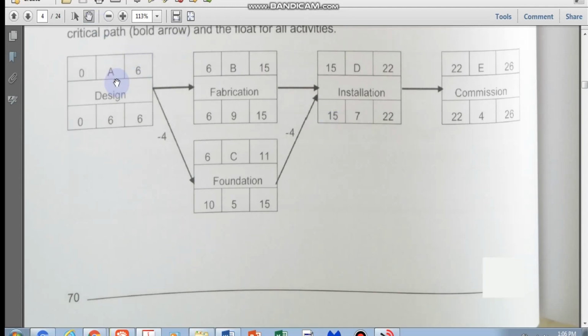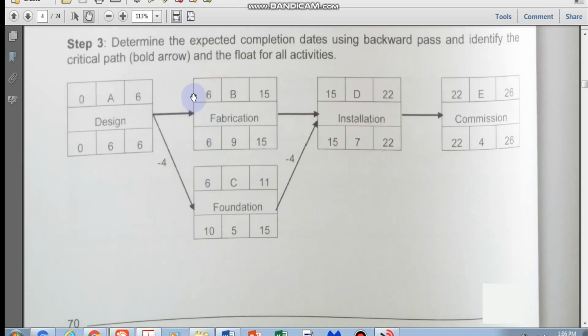Okay, so basically you need to go through each and every activity and look at the free float. So here, if I'm looking at activity A, what will be my free float? I'll take this number here and look at my succeeding activities. If there's only one succeeding activity like this one, the formula is to take the ES of the succeeding activity, I plus 1, minus the EF of I. So this is 15 minus 15, which is 0. So the free float for B will be 0.